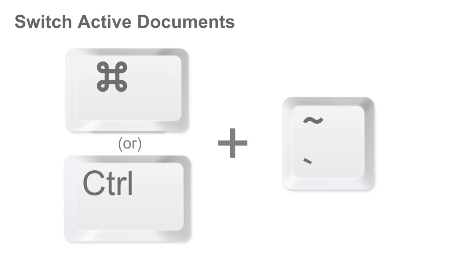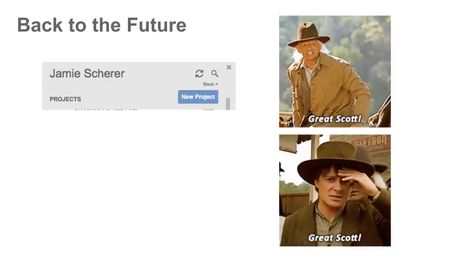If you hit Command, obviously on a Mac, or Control plus the tilde key, it's going to switch the active document to the next one down. I'll show you that one as well.